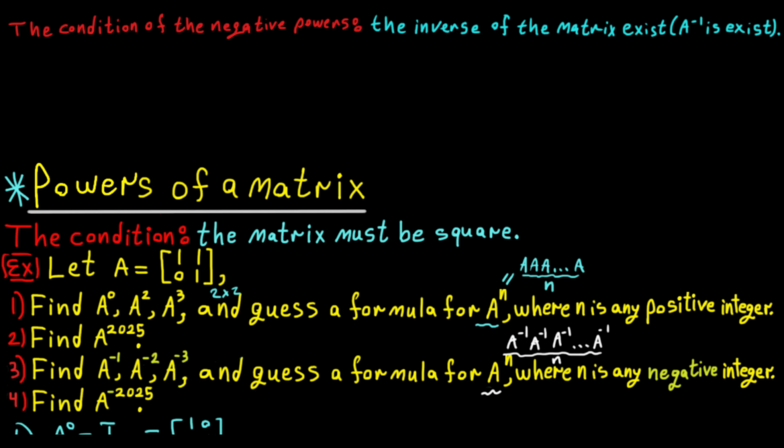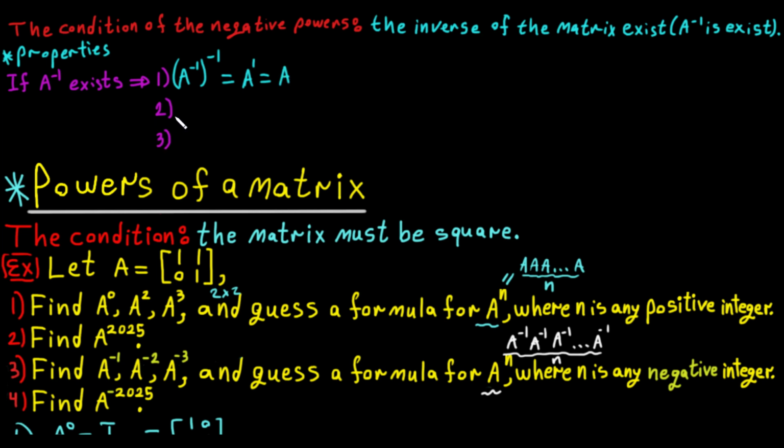So now let's also write the properties. If A inverse exists, then I will write here three properties: 1, 2, 3. So let's say here (A inverse) and the whole thing power minus 1. And we know minus 1 multiplied by minus 1 will be 1, so it is A to the power 1, which is A. The second property: A power minus n equals (A inverse) the whole thing power n, because n multiplied by minus 1 will be negative n.